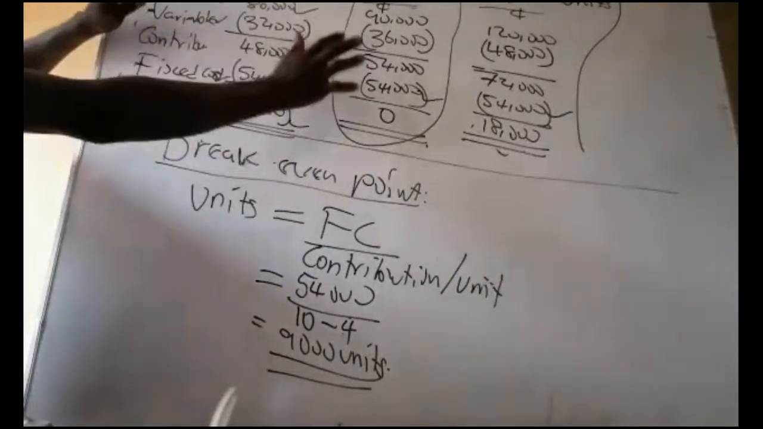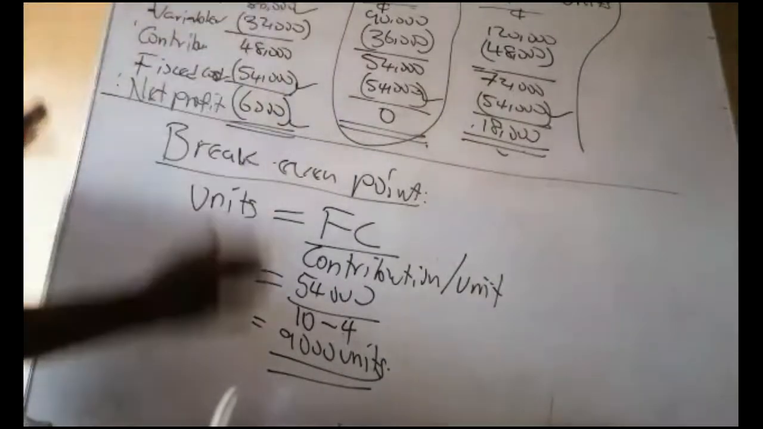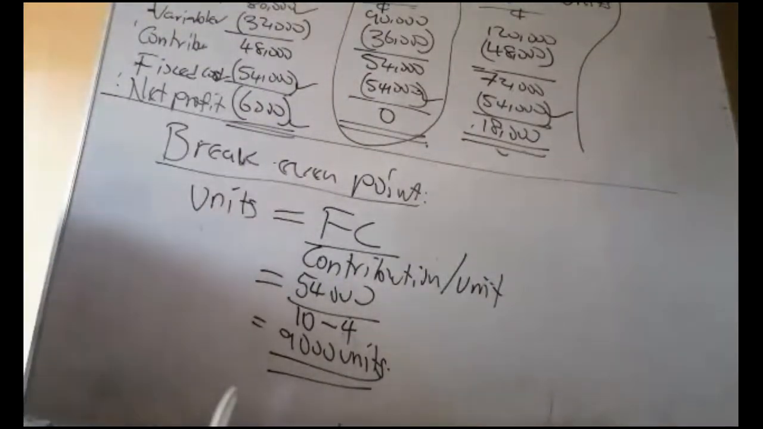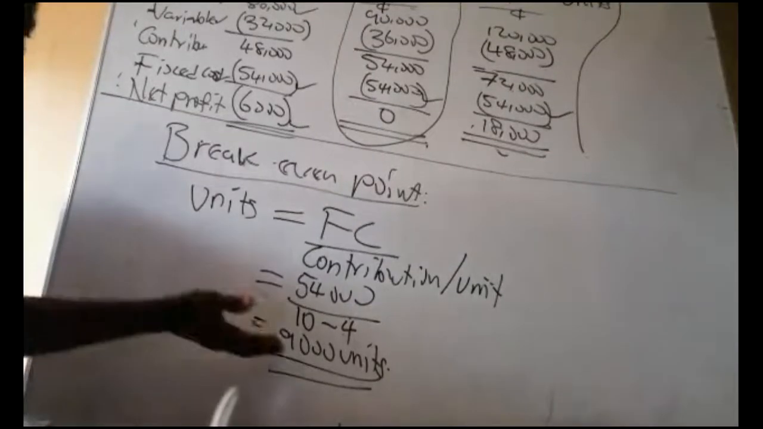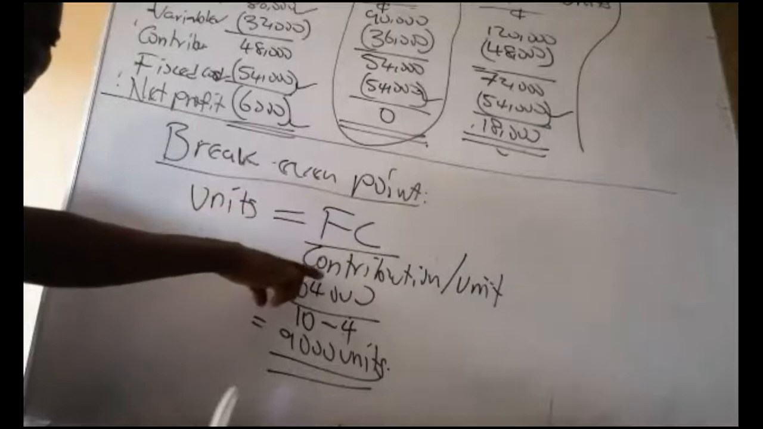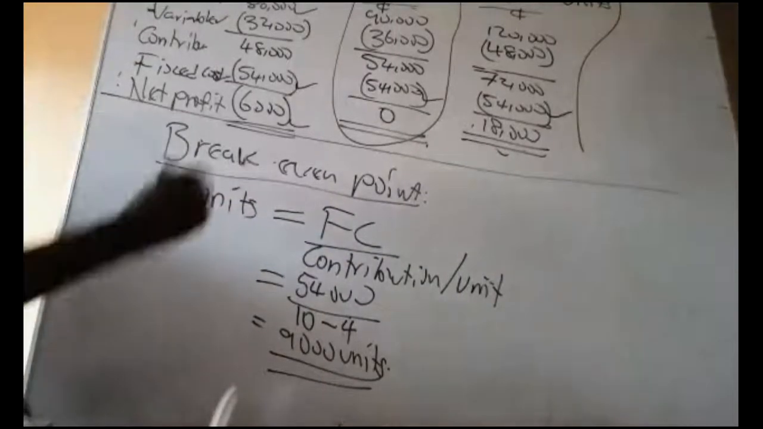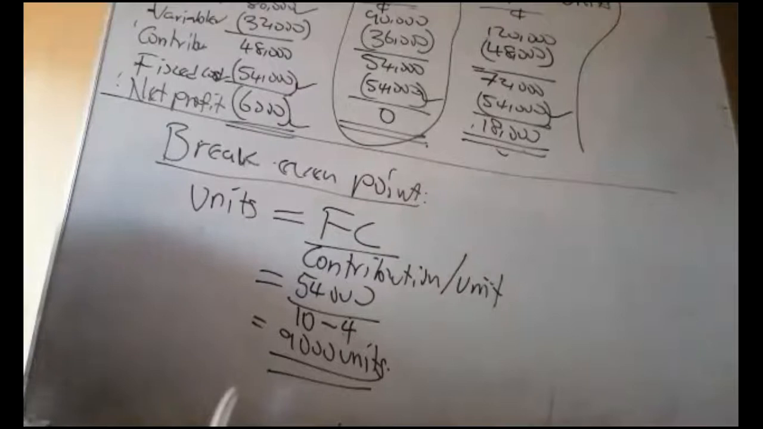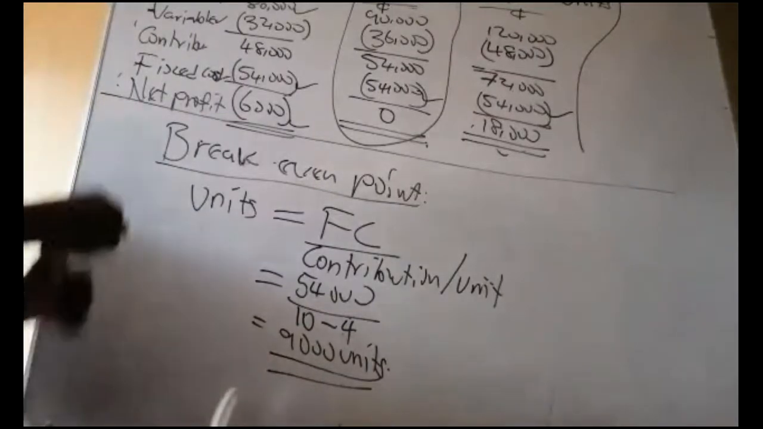Now, we are not going to use this approach again. This one's a long way. Now, this formula is the one that's going to work. So, fixed cost, break even in units. What units must you produce and sell so that you can break even? That one will be fixed cost divided by contribution per unit. Now, contribution is nothing but selling price less the variable cost. Then you get your unit. Then you also have the sales revenue.